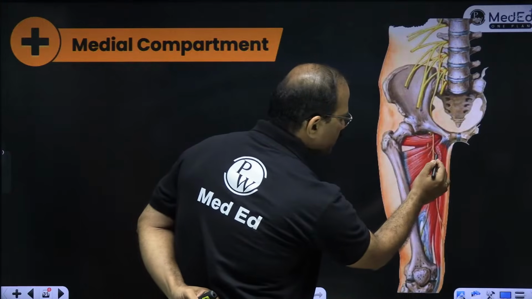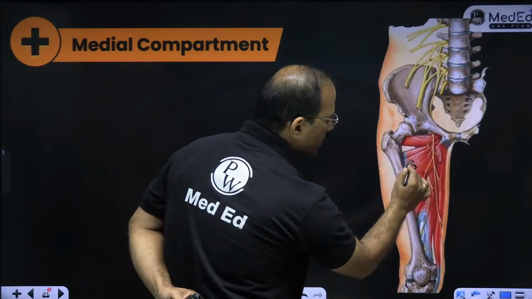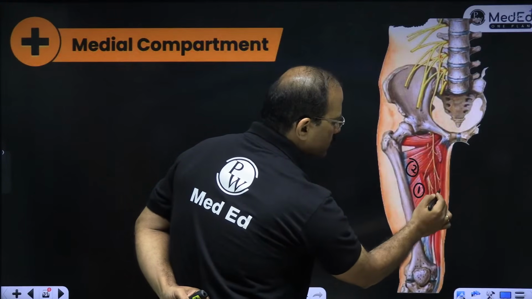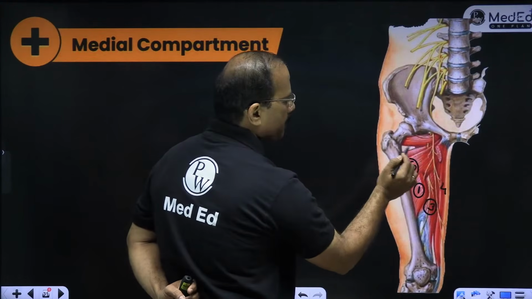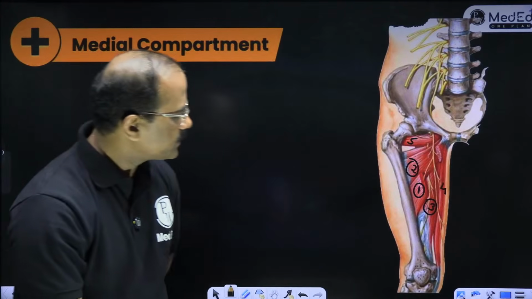I'll just put numbers here. This is number 1, जिसे हमने cut किया है. This is number 2. This is number 3. This is number 4. हाँ, this is number 5. बोल सकते हो? Any guesses?